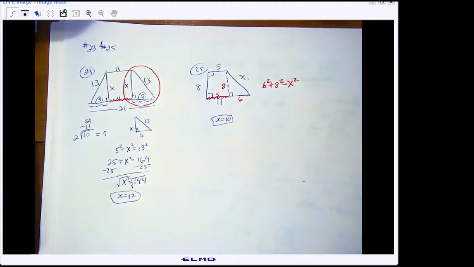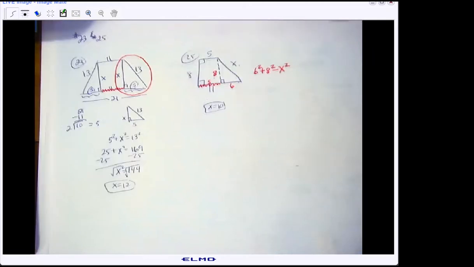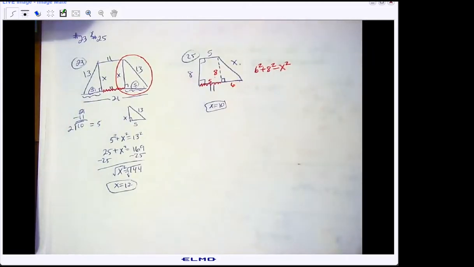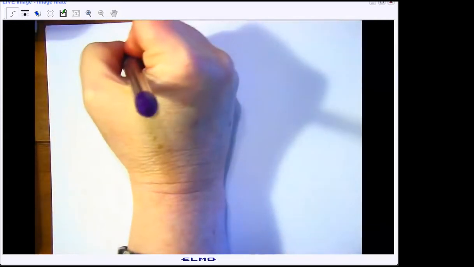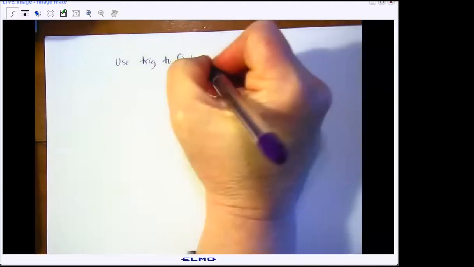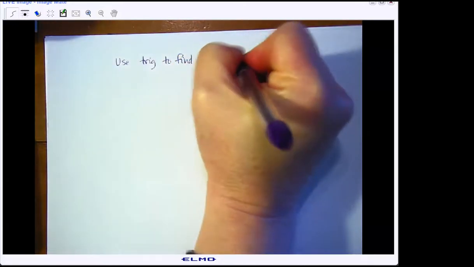But I don't want to take up our whole time just reviewing for the quiz. So let's go ahead and finish our notes for today. And then we'll do some, hopefully most of the problems. Okay. So we've been finding sides. This time we're going to find angles. So let's use trig to find angles of a triangle.